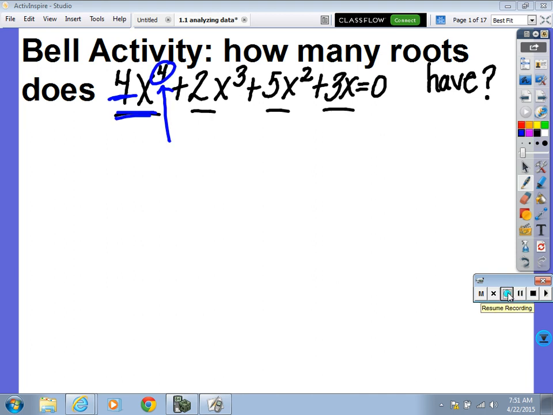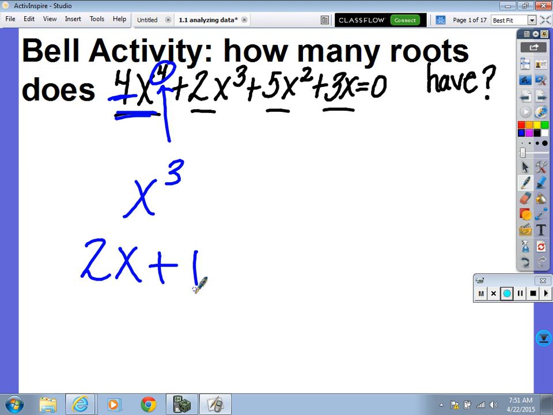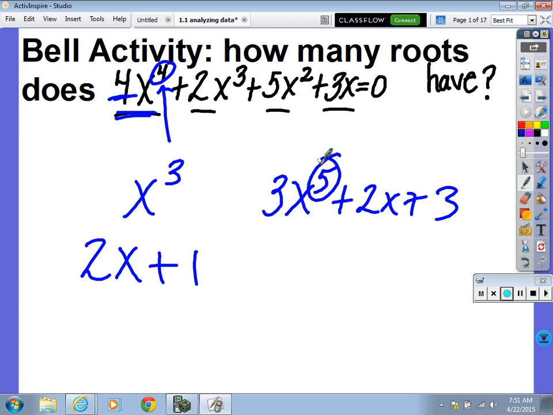So by the fundamental theorem of algebra, guys, this will have 4 roots because the highest degree is 4. So tell me, how many roots would just simply x cubed have? 3. How about 2x plus 1? How many roots would that have? 1. And how about 3x to the 5th plus 2x plus 3? How many roots would that have? 5. The fundamental theorem of algebra says that the highest degree polynomial will be the number of roots you have.